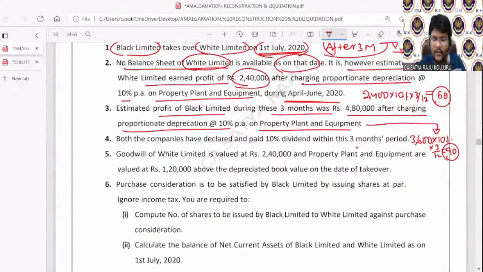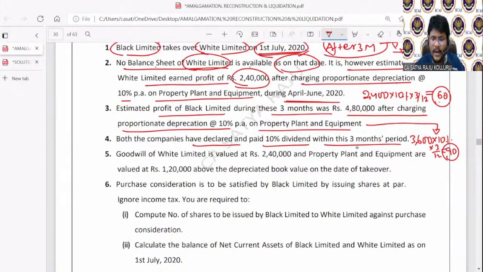Both the companies have declared and paid 10% dividend within such 3 months period. At the time of declaration of the dividend, what is the journal entry? Reserves and surplus account debited to dividend payable account, dividend payable account debited to bank account. Simply, the impact is you need to reduce the reserves and surplus as well as the bank balance. Reserves and surplus to dividend payable to bank means dividend payable cancels out. Then reserves and surplus to bank account is the net journal entry. Am I right? Do you agree?